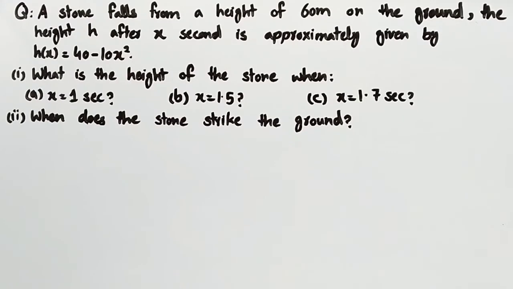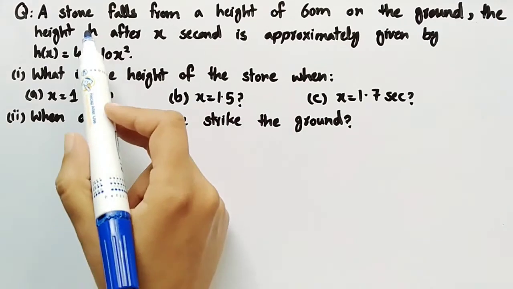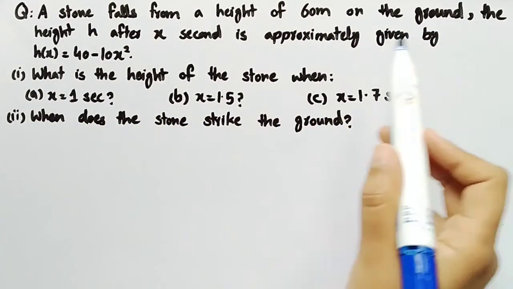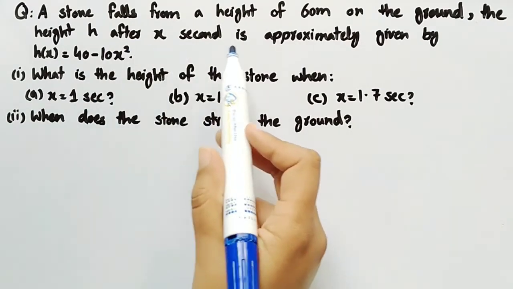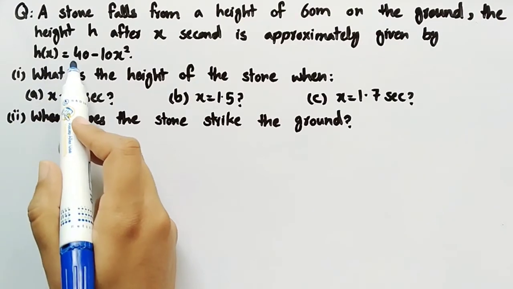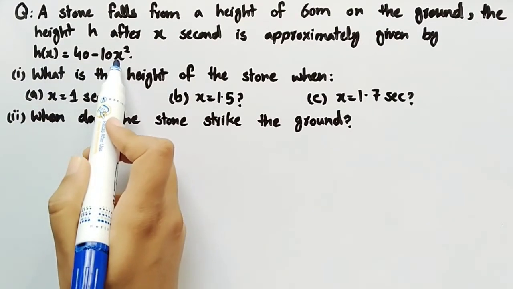In this video, we will solve a question. The statement of the question is: a stone falls from a height of 60 meter on the ground. The height h after x second is approximately given by h(x) = 40 - 10x².